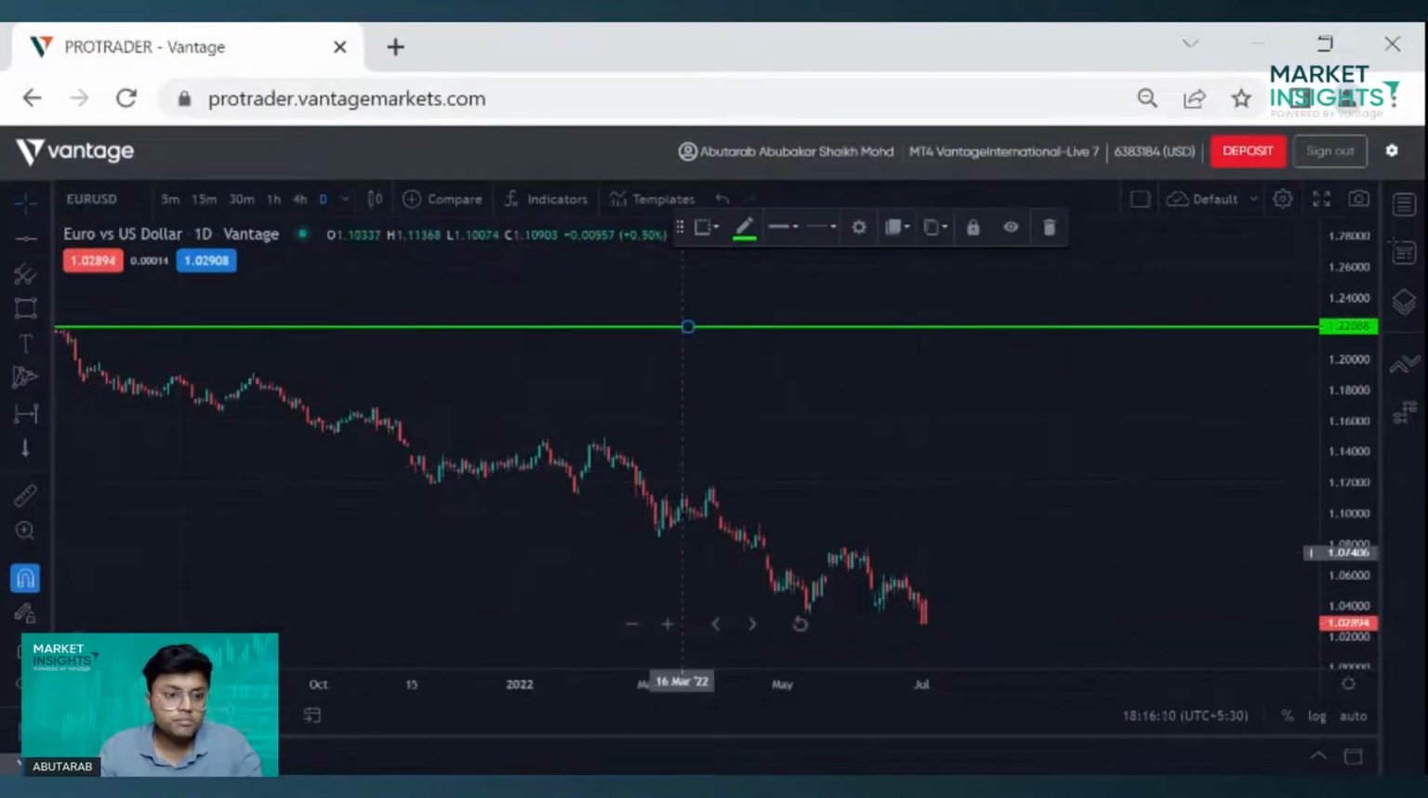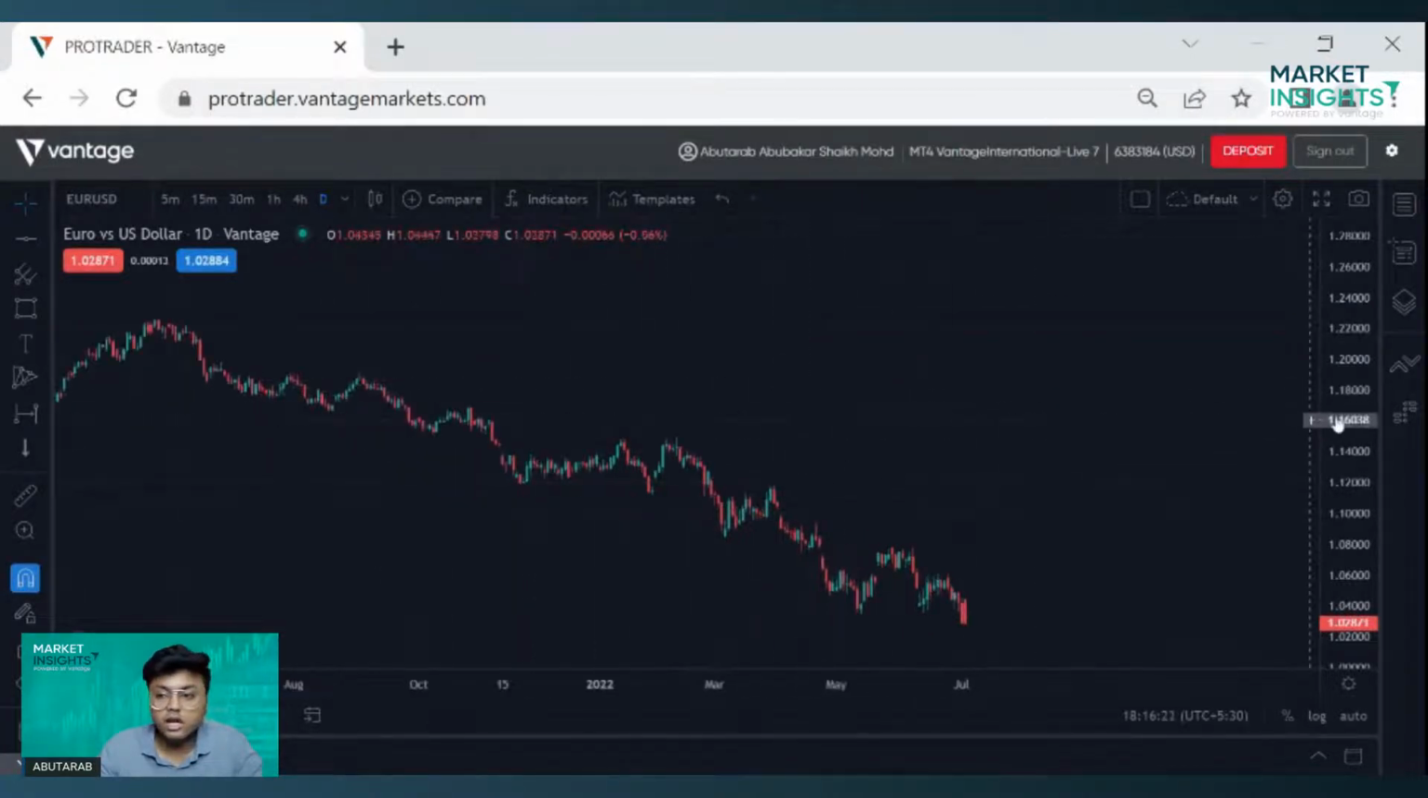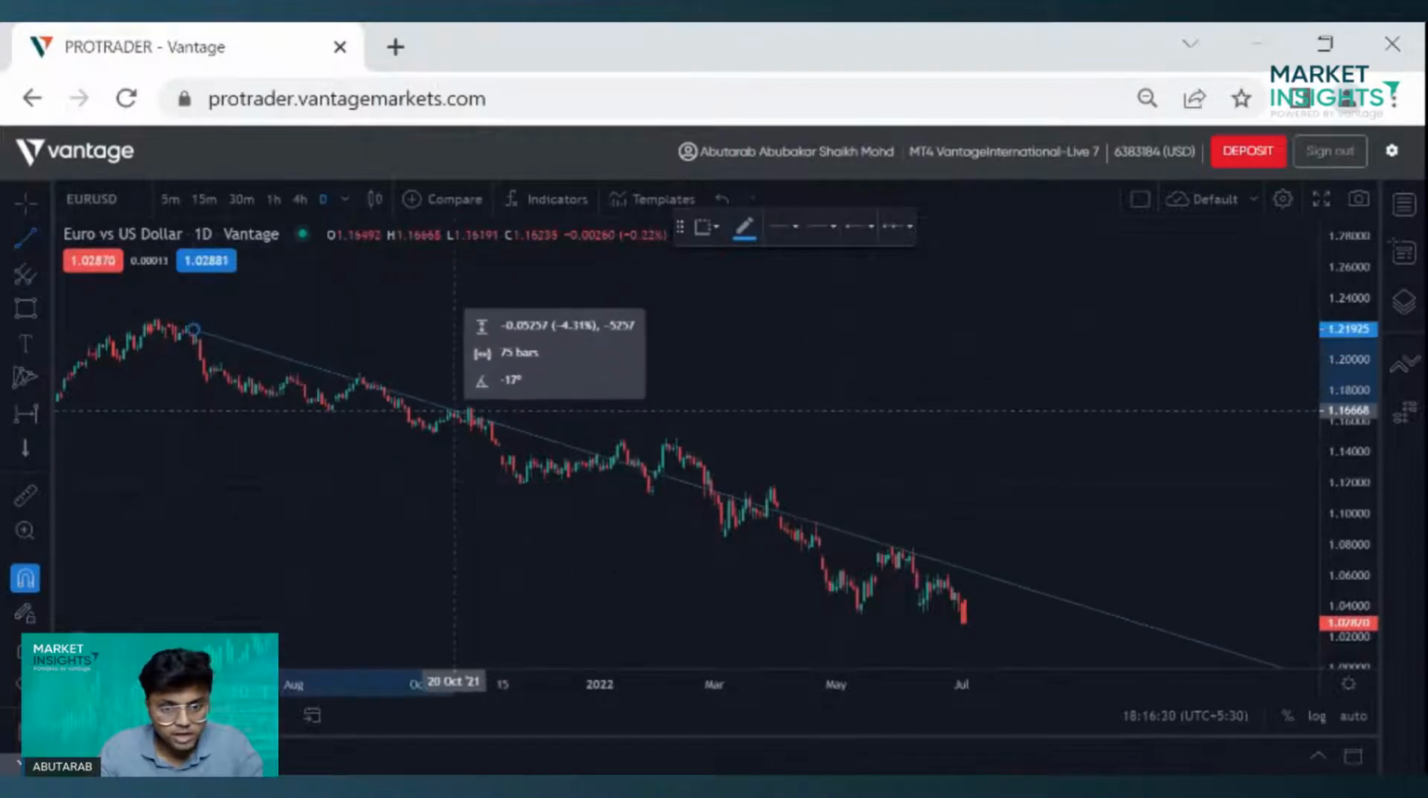Now, where is the price faring currently? It is absolutely down. So what do you see, sir? You see a downtrend here. Now I know what a downtrend is. I have to join the highs. Let's just select the high somewhere here, which is convenient for us to make a trend line.